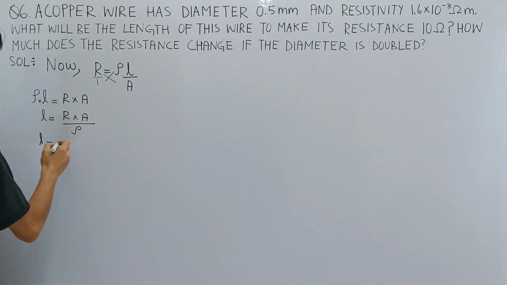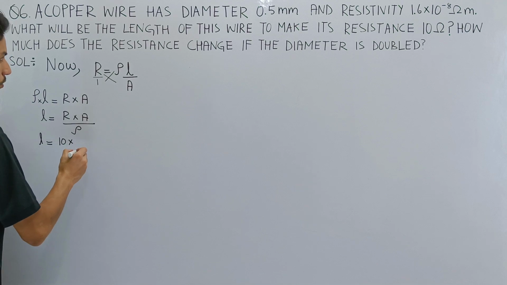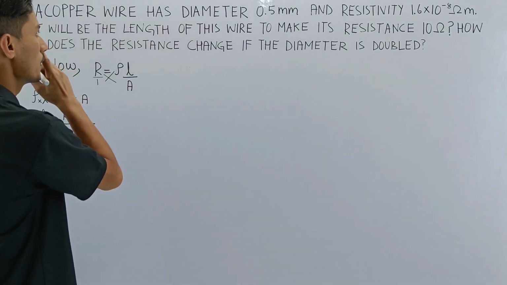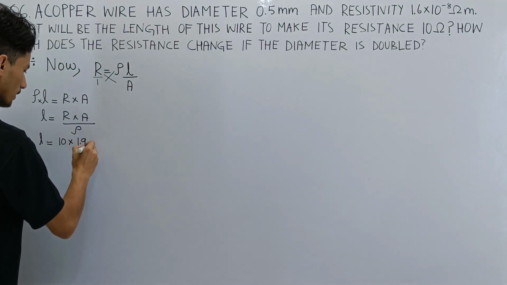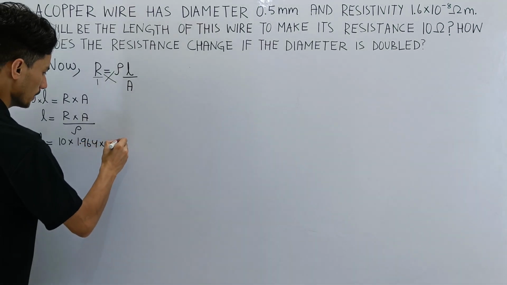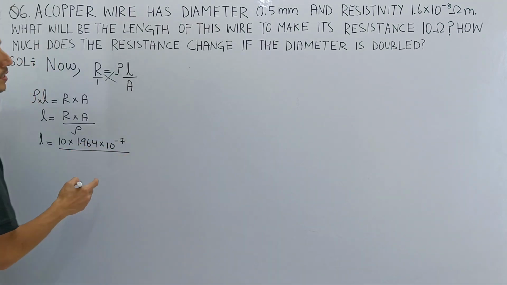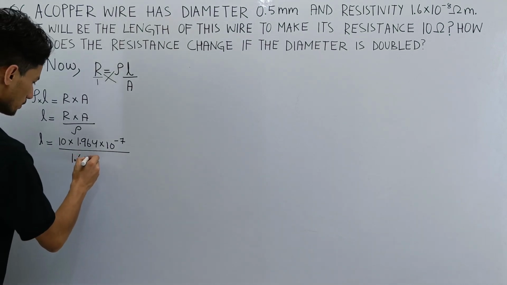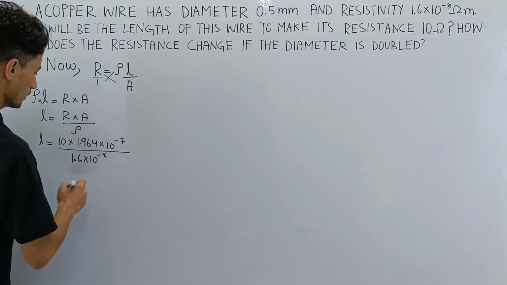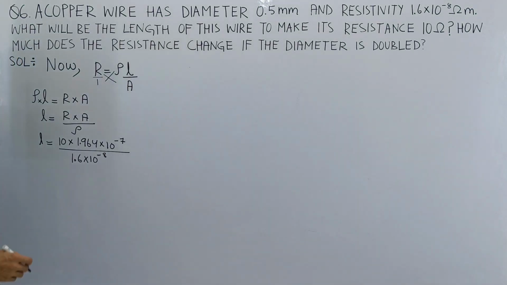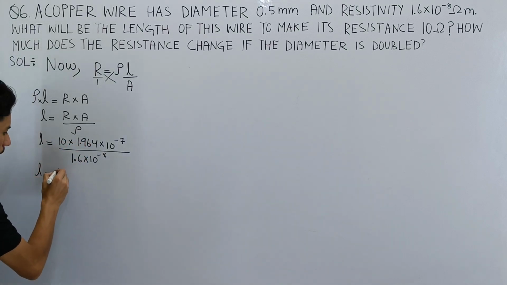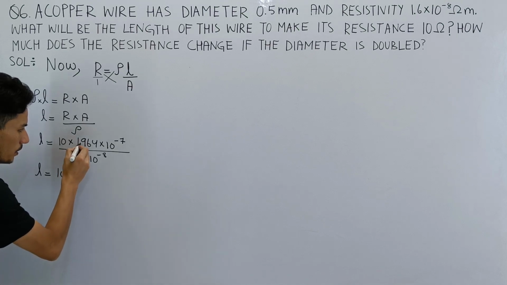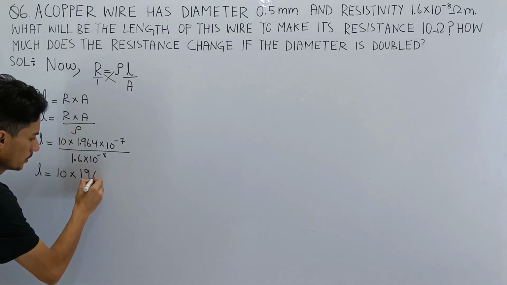So L is here, R value is 10, area value, what was the value of area? Area value is 1.964 into 10 to the power minus 7, and rho value is 1.6 into 10 to the power minus 8. Okay, not 1.68, it's 1.6 into 10 to the power minus 8. So what we will do is we will remove the decimals from the denominator and numerator one by one. So L is equal to 10 is here.